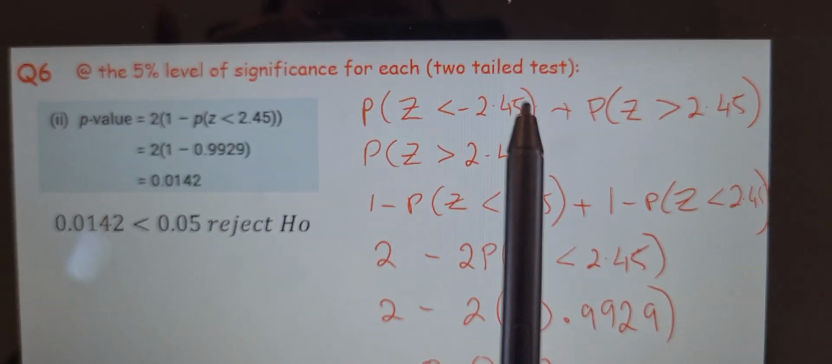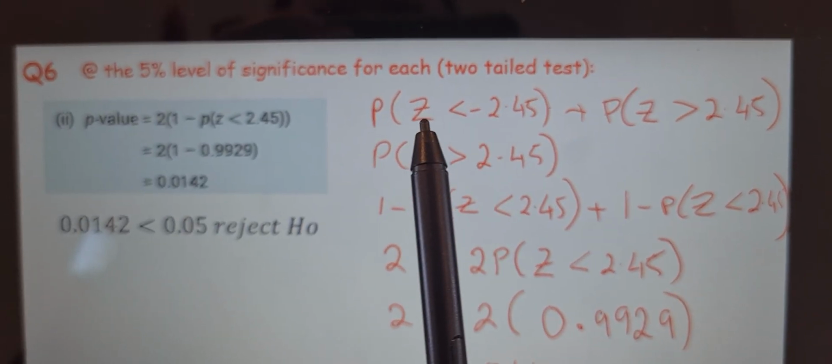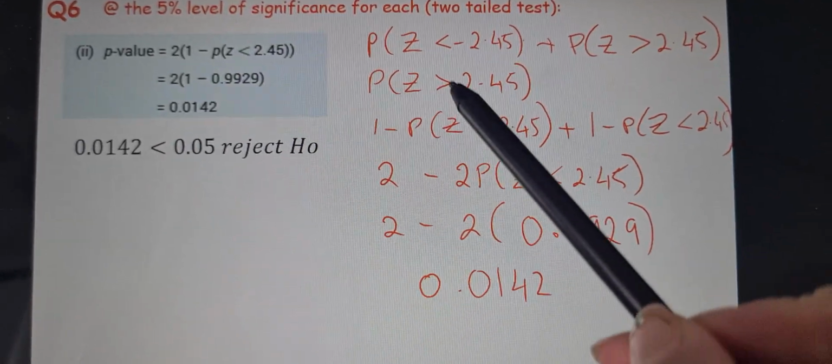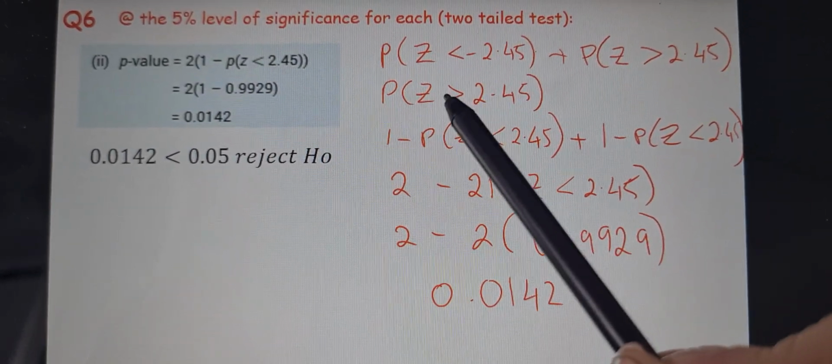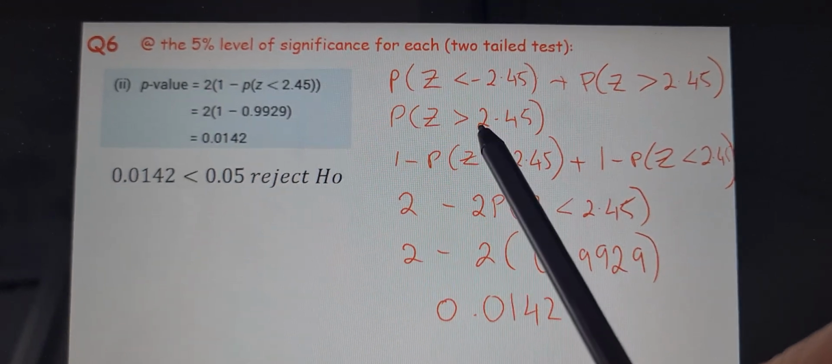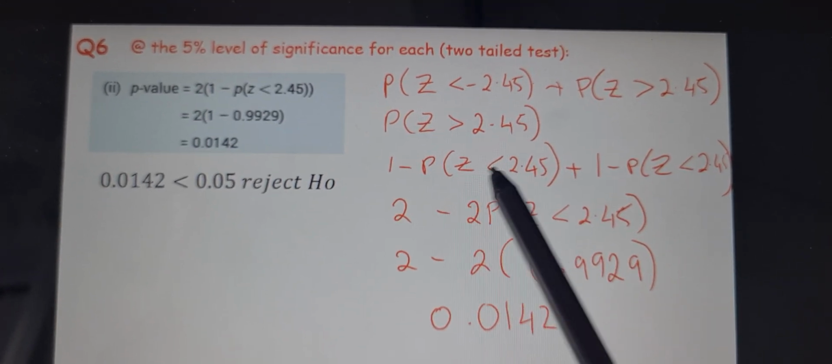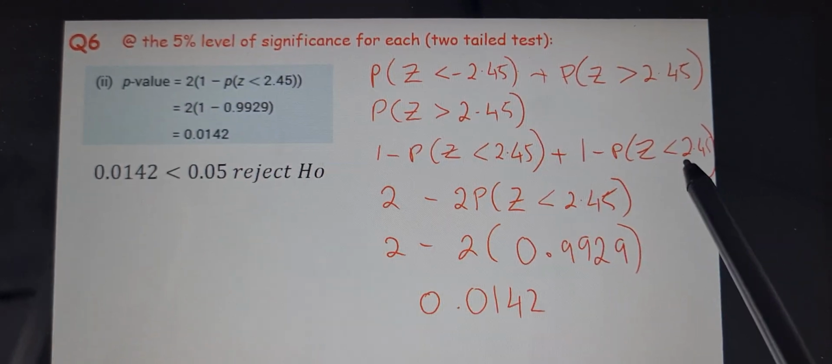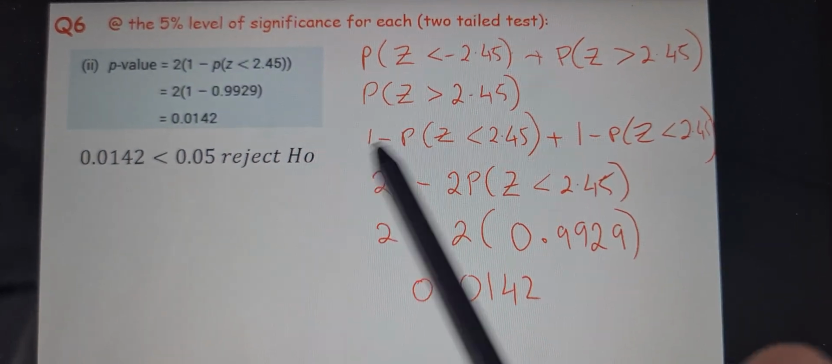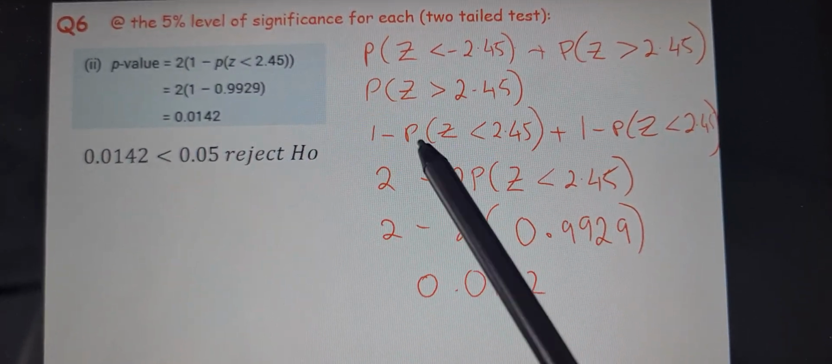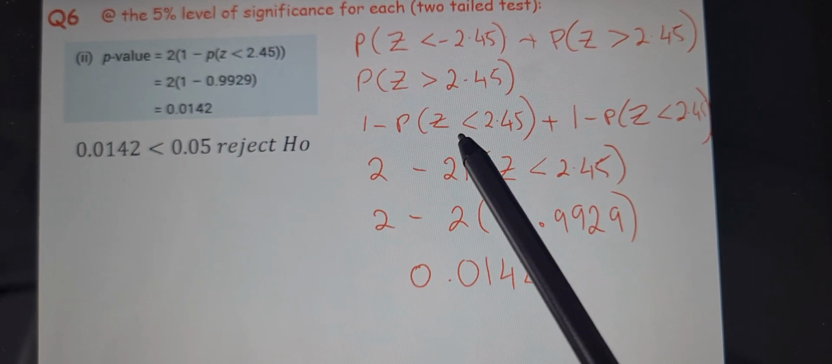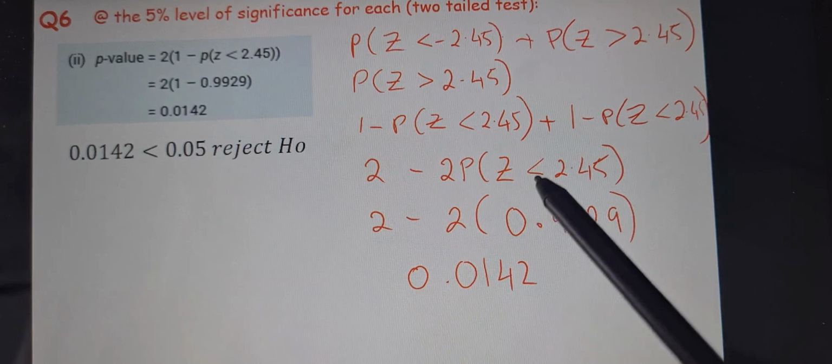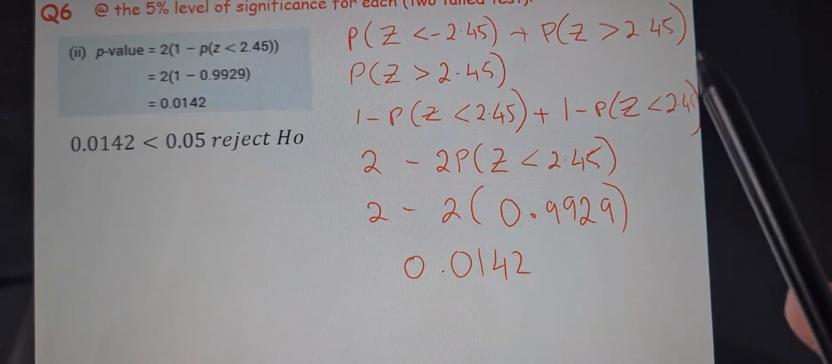So you're checking on either side. It's a two-tailed test, so the probability of Z being less than minus 2.45. Based on symmetry, that would be the same as the probability that Z is greater than 2.45. You can't get greater than, so that's the same as saying 1 minus the probability that you're less than. And the same then for here, being greater than is 1 minus the probability that you're less than. Tidying that up, 1 plus 1 is 2, minus the probability of that, minus the probability of the same thing, gives us 2 minus 2 times the probability of Z being less than 2.45.